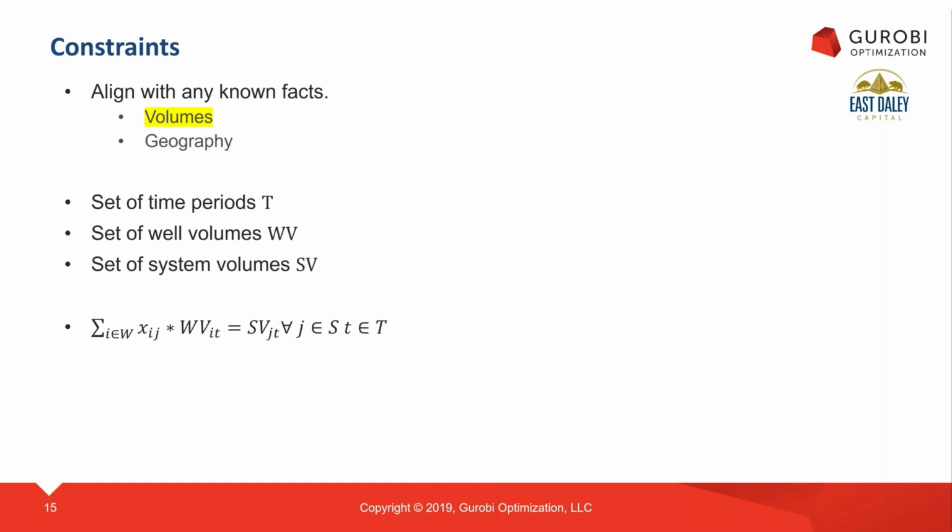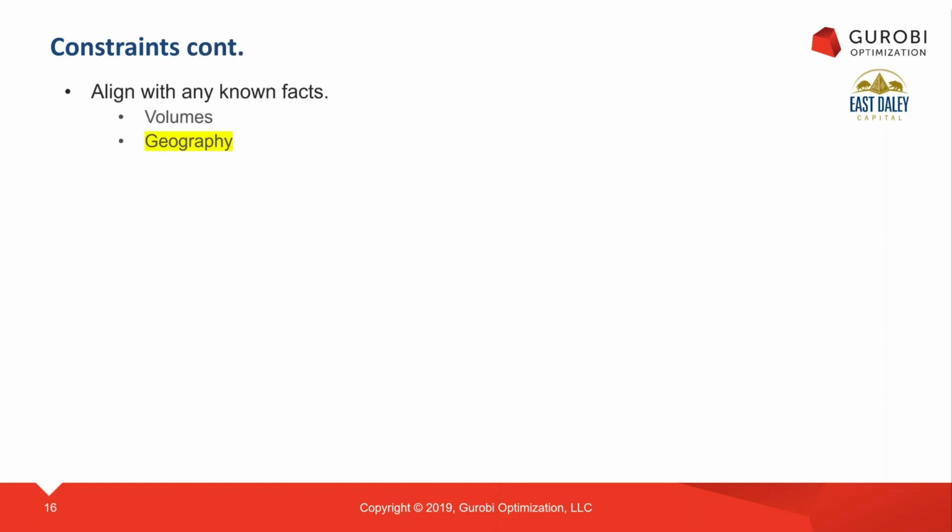And we're going to add a constraint that says the sum of the well volumes for all the wells allocated to that system equals the system volume at that given time period. That's the number of systems times the number of time period constraints. And then we also said facts for geography.